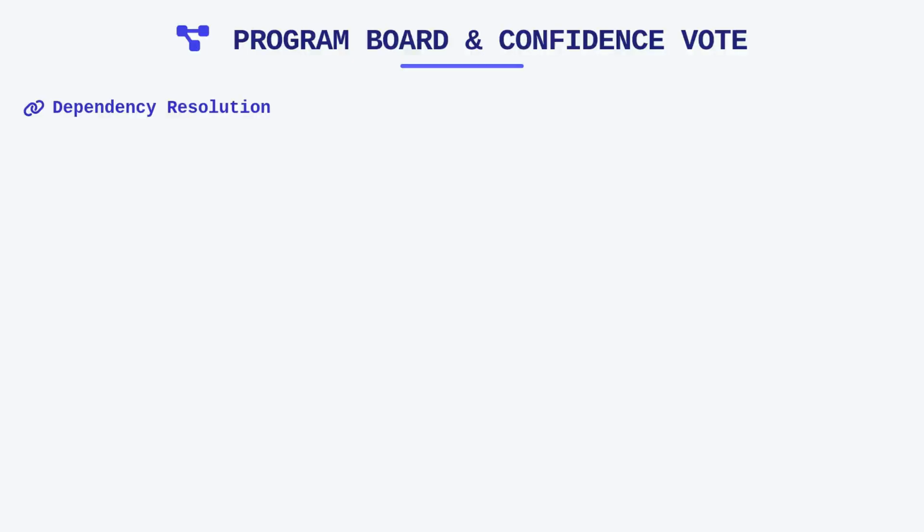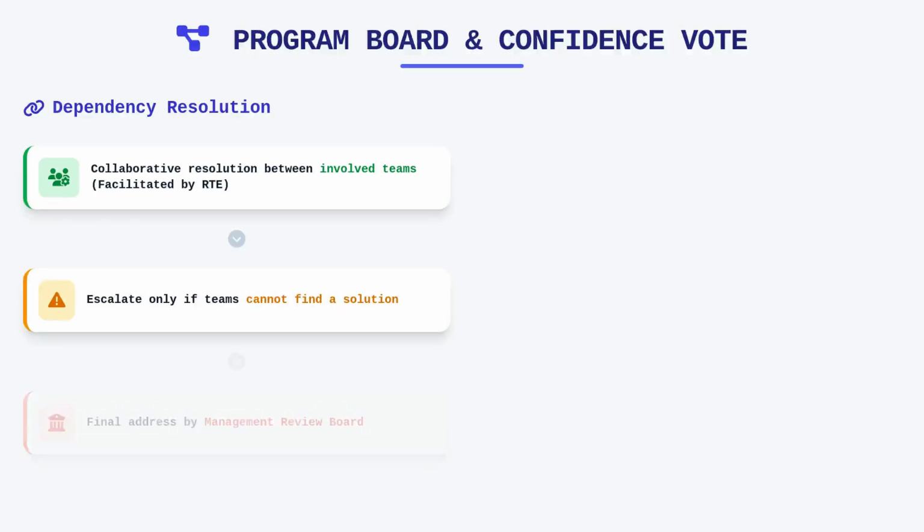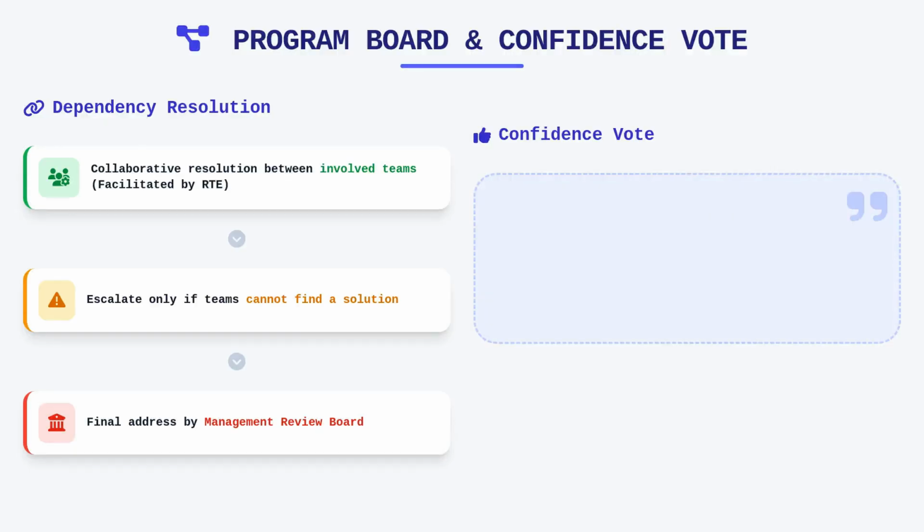Dependency management on the program board is another area where the exam tests your practical judgment. If you see a dependency that remains unresolved, the correct approach is rarely to escalate immediately to higher management. Instead, you should focus on the collaborative resolution between the teams involved, often facilitated by the RT. If the teams cannot find a solution, only then does it become an issue for the management review board to address.